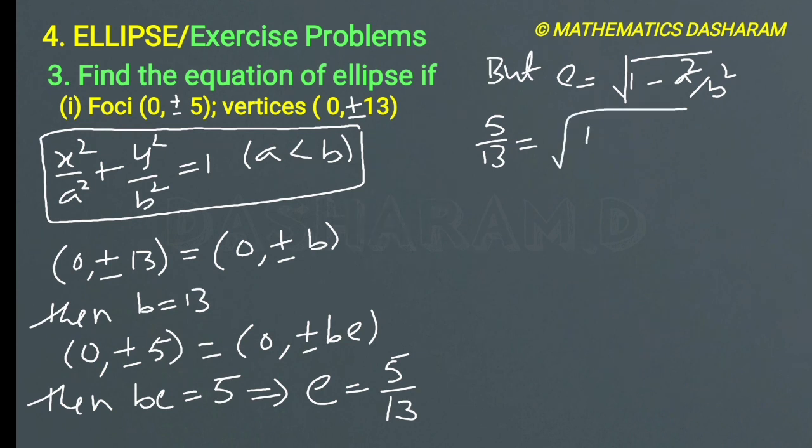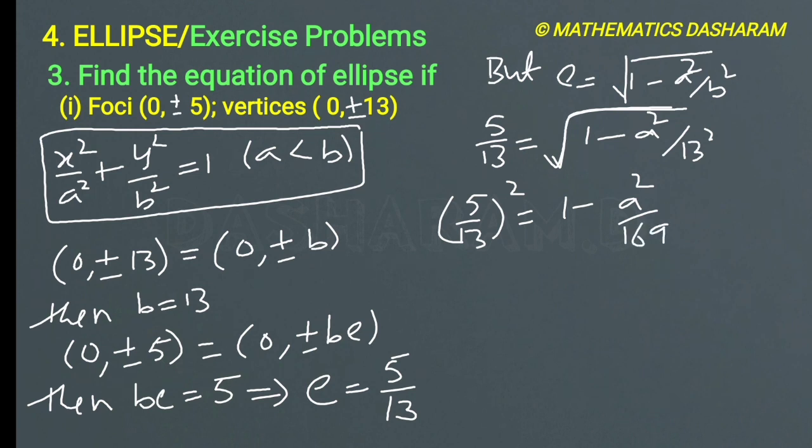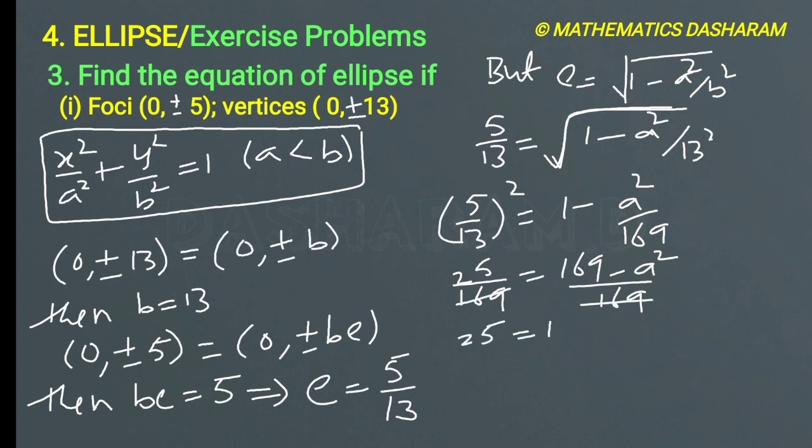So e value is 5 by 13. So under root 1 minus a square over b square, b square is 13 square. Now this square root transposes to the left side, then it will become square. So 1 minus a square divided by 13 square, that is 169, equals 25 divided by 169. So 169 minus a square divided by 169. Here both are cancelled. Then 25 equals 169 minus a square.